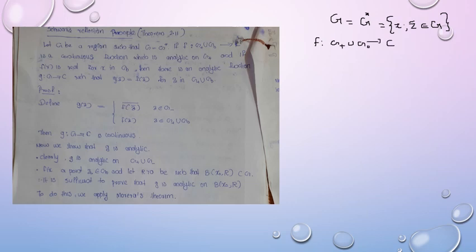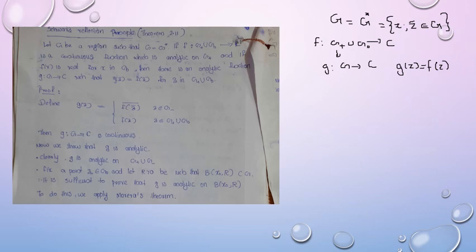to C is a continuous function which is analytic on G plus, and if f of x is real for x in G naught, then there is an analytic function small g from G to C such that g of Z equals f of Z for every Z in G plus union G naught. This is the statement of the theorem.